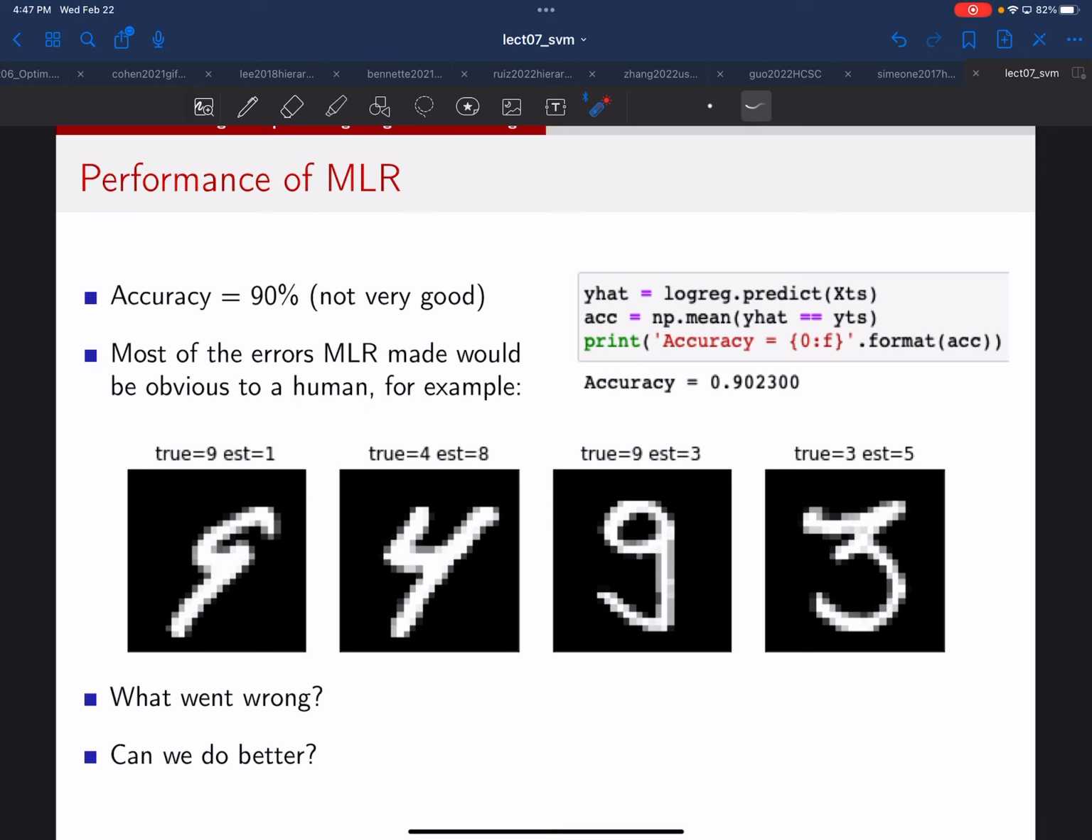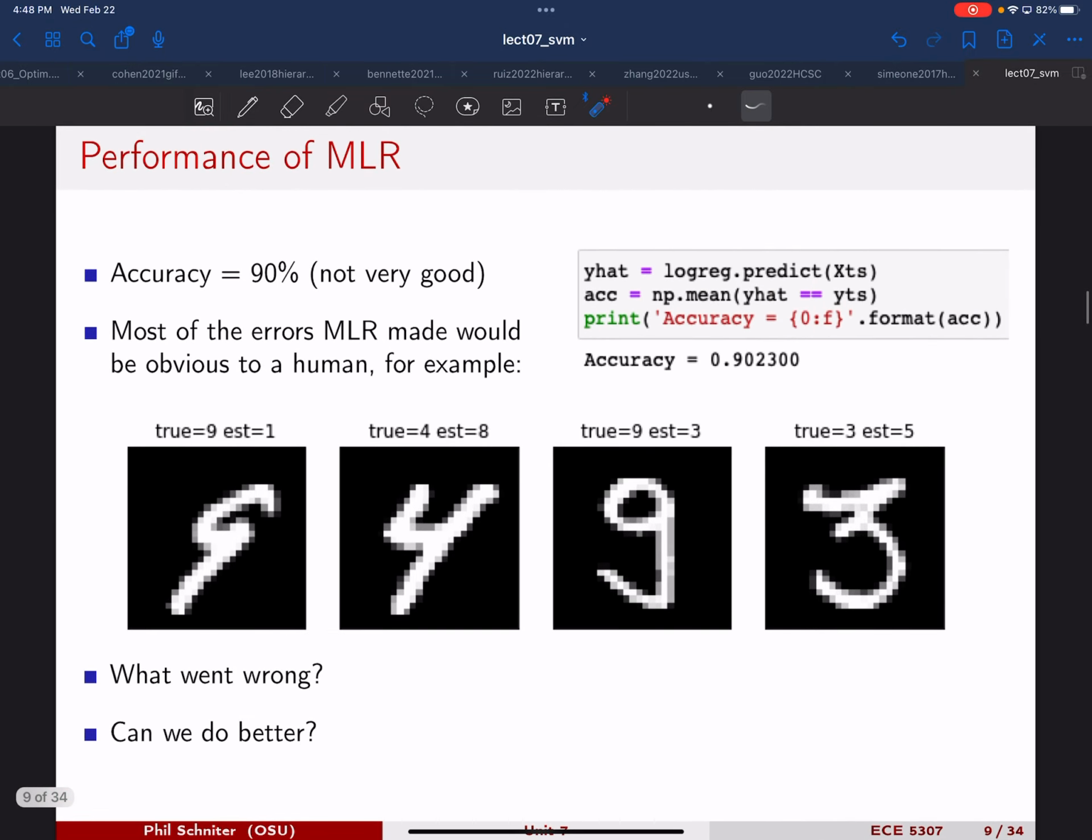If you look at some of the errors, like this one, the true digit was 1, but MLR estimated that this was a 1. It thought that this 4 was an 8, this 9 was a 3, this 3 was a 5, and so on. You can see it's not doing perfectly. So our question here is: can we change our approach a little bit? Can we understand what is going wrong with MLR and then fix it with a new method, which is going to be our support vector stuff? So that's our motivation.